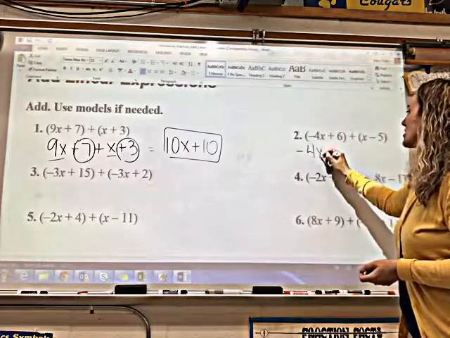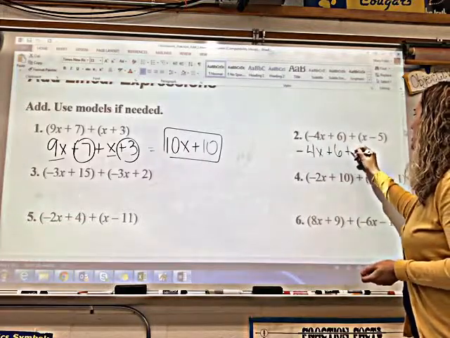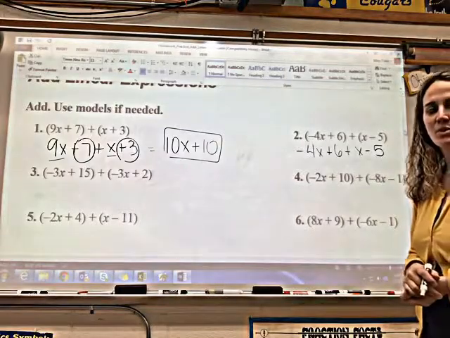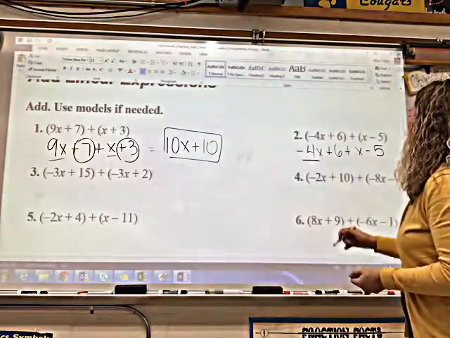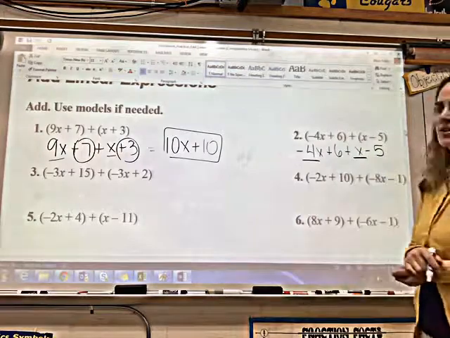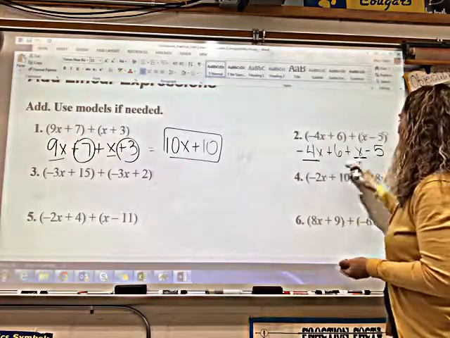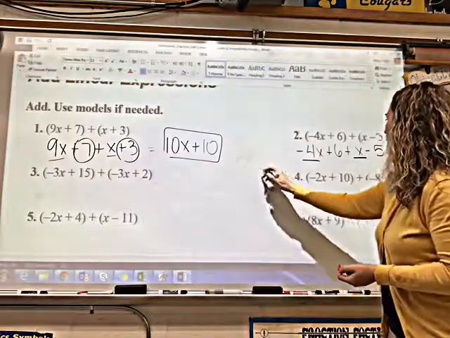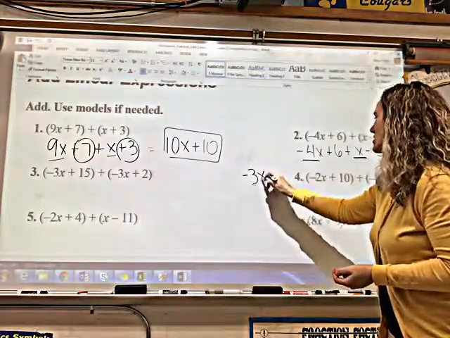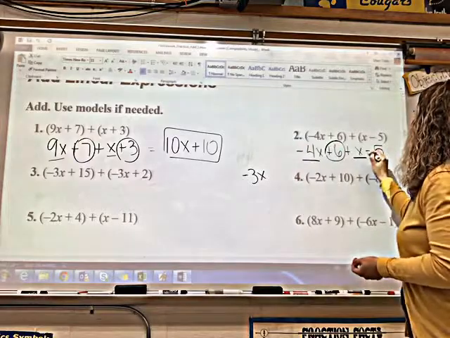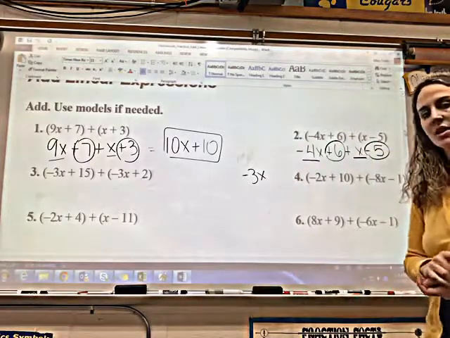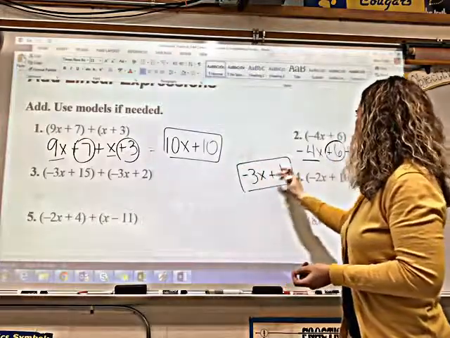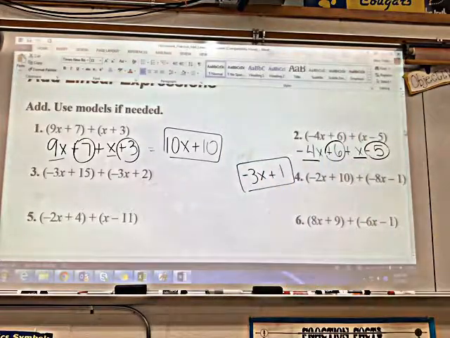Negative 4x plus 6 plus x minus 5. Again, look at your like terms and what you can combine. I've got a negative 4x and an x there. So technically I'm thinking negative 4 plus 1. Negative 4 plus 1 would give me negative 3, so I have negative 3x. And then I have 6 and negative 5. So 6 minus 5 would be a positive 1. So in simplest form, that would be my answer for that one.